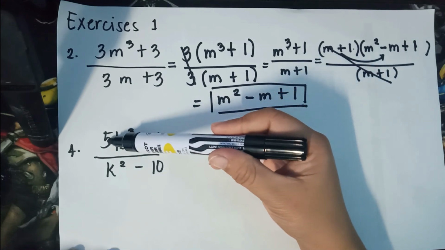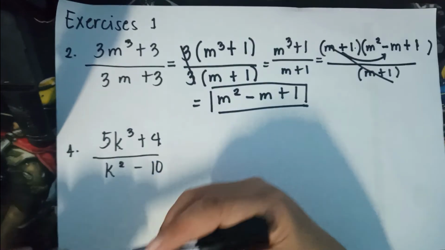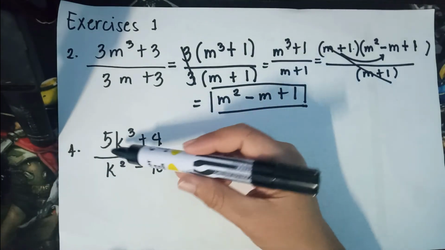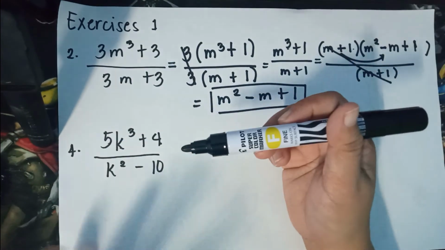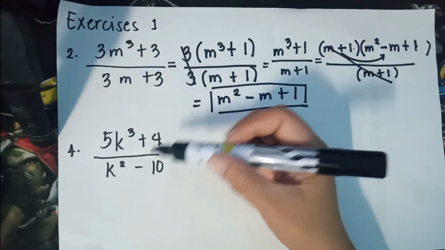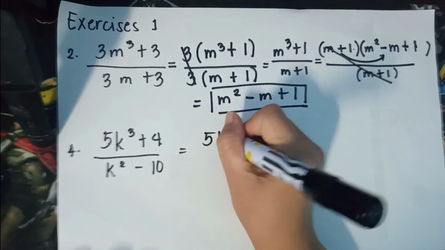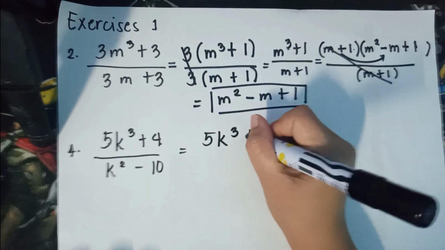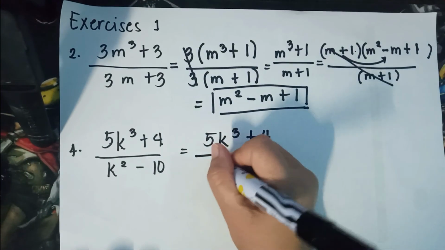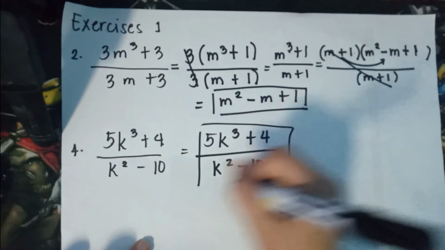5 is not a perfect square. 4 is a perfect square. But in difference of two squares, they must have both, or they are both perfect square. And since we cannot factor out the two binomial, then your final answer is 5k cubed plus 4 over k squared minus 10. Just copy only.